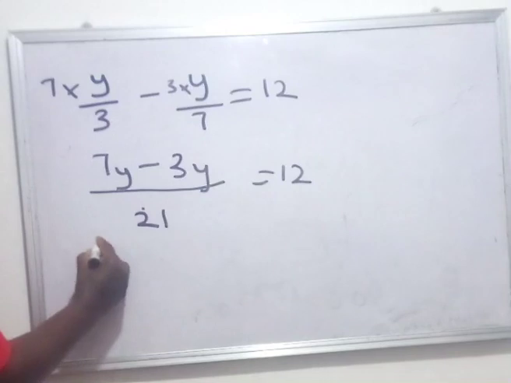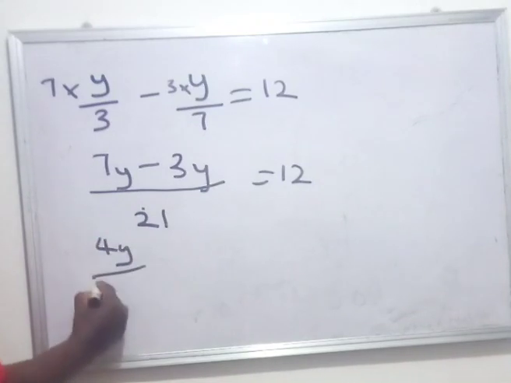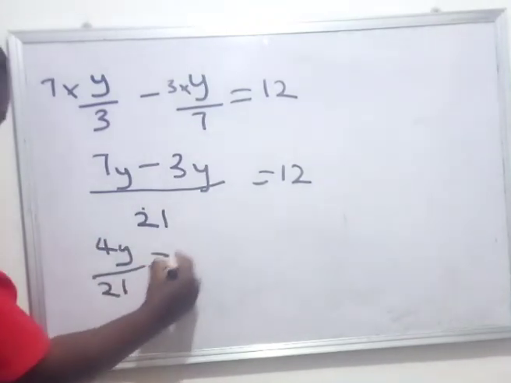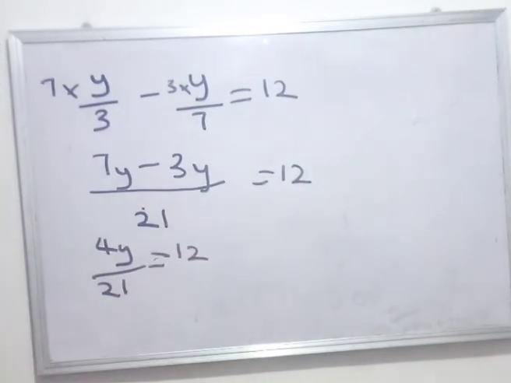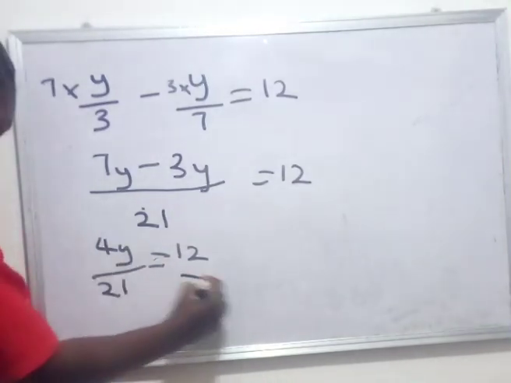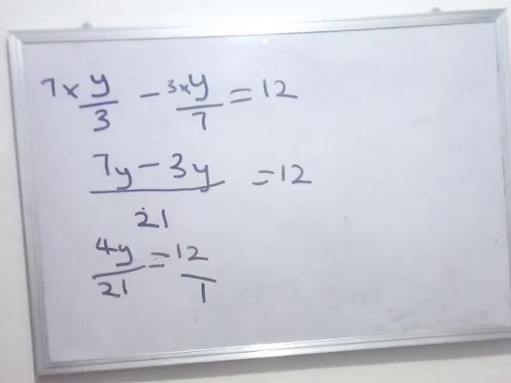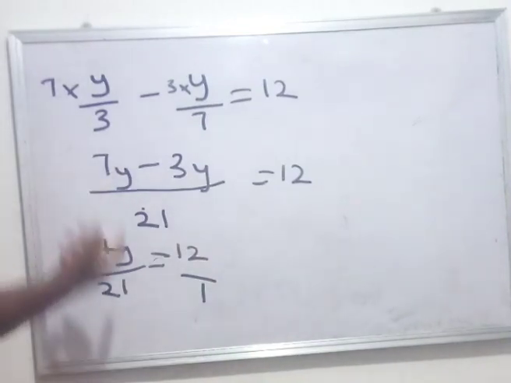So 4y over 21 is equal to 12. Now, here comes the next step. We need to find the value of y, but when we have two fractions with an equal to sign, we will need to cross multiply. How do we make 12 a fraction? We simply drop 1 underneath it. So at this point, it is a fraction. 12 divided by 1 is still 12.